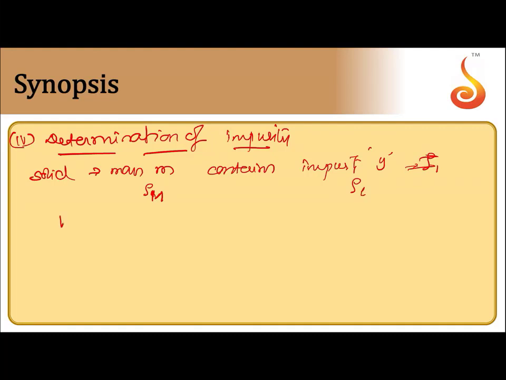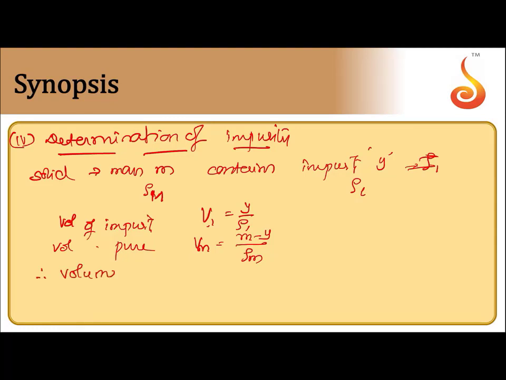Then we can write volume of impurity V1 is Y divided by ρ1. Volume of pure metal, I'll call it Vm, which is m minus Y divided by ρm. So, total volume V is equal to V1 plus Vm. That's the total volume of the body, which is Y by ρ1 plus m minus Y divided by ρm.